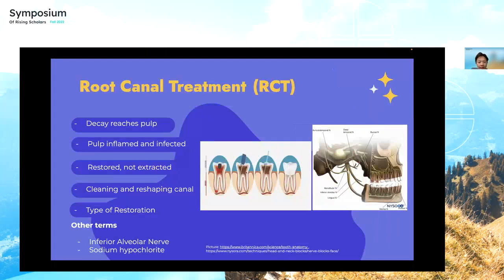So, if the cavity reaches the pulp, then either a root canal treatment or a dental implant is needed. For root canal treatment, the endodontist will first apply anesthesia to the inferior alveolar nerve, which is right here. It anesthetizes other nerves as well as parts of the mouth, including parts of the tongue and also the floor of the mouth.